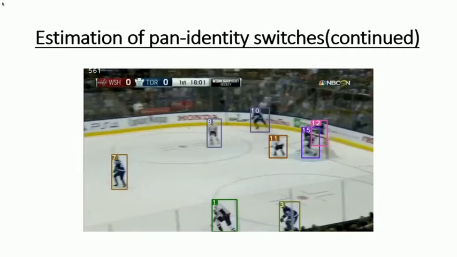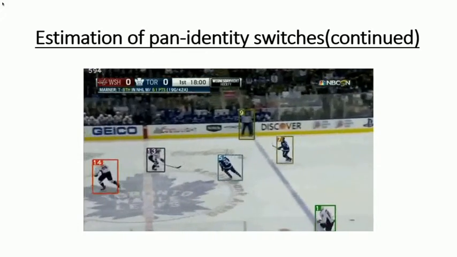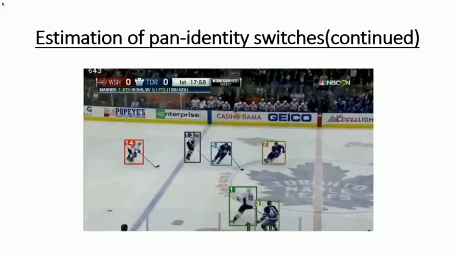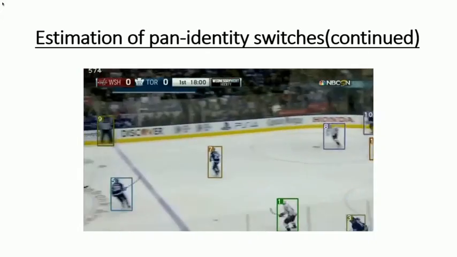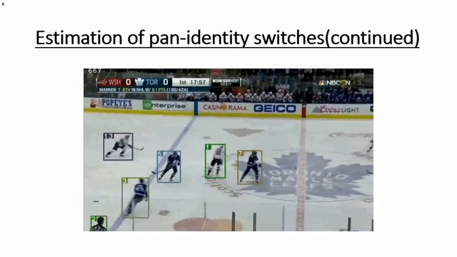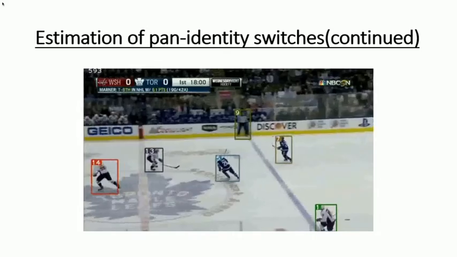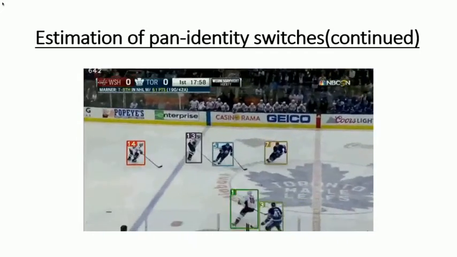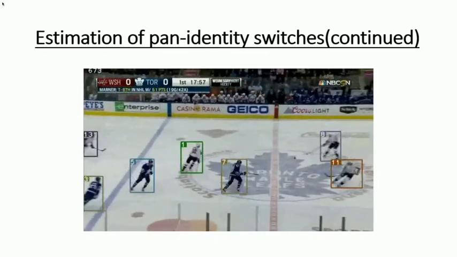Now in this video we see an example of how the pan identity switches are calculated. Notice this ground truth identity 11, which is present in frame number 561. Now we see he goes outside the camera field of view and re-enters once again. Since this is ground truth data, he still has the identity 11, but in the predicted tracks, it gets registered as an identity switch.